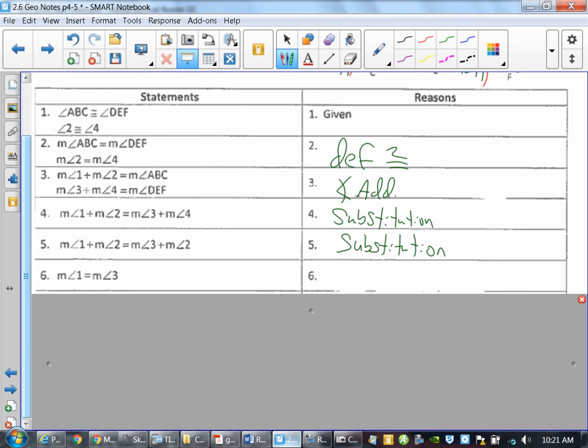What happened to the 2's on both sides? They got subtracted out. Very good. Subtraction property of equality.